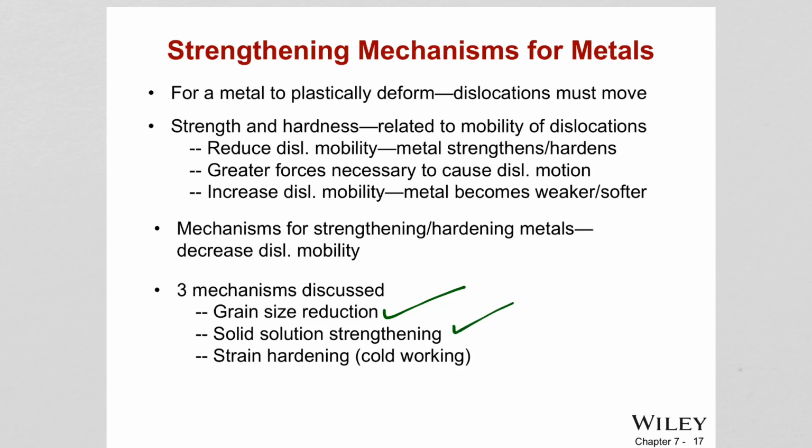And strain hardening is also called cold working, meaning you are changing the material at room temperature. So that's what cold means, okay? You are applying forces, working on the sample, and you are deforming it. Basically, think about the tensile test. We are deforming it. That is a cold work.